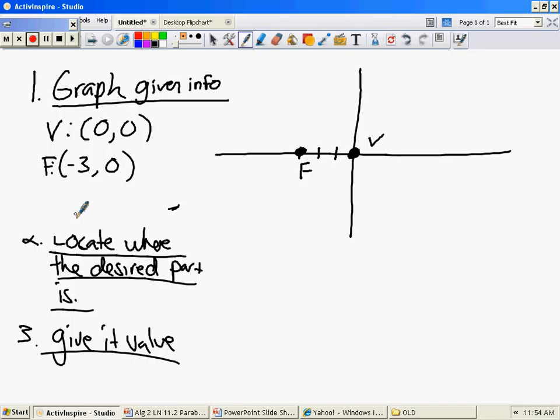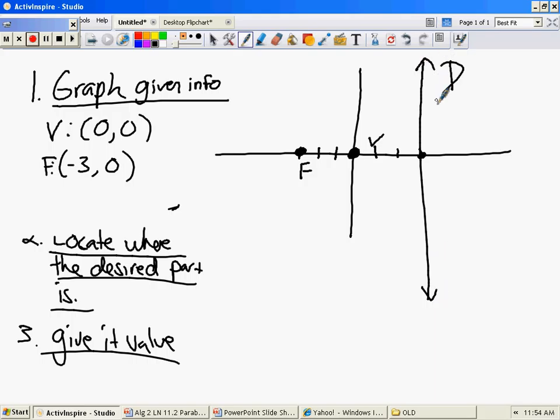Now the directrix is a line. So where should the directrix be located? It's located just like the focus is 3 spaces to the left of the vertex. The directrix will be 3 spaces to the right, the opposite direction. So 1, 2, 3. Now my directrix is a line. So is my line going to be horizontal or vertical? You think? It's going to be vertical. Okay. So there's my directrix.